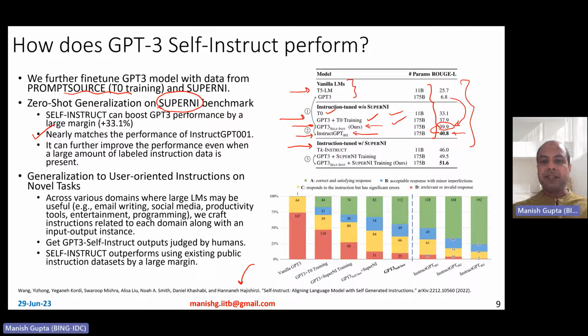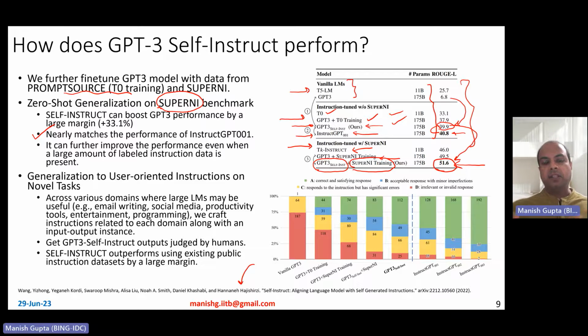The other thing is that if you basically take TK Instruct model, which has been fine-tuned using Super NI data, and also GPT-3 model, which has been now fine-tuned, let's say, using Super NI training data, and then you take GPT-3 Self-Instruct model, which has been first fine-tuned using Self-Instruct data, and then further fine-tuned using Super NI data, what you observe is this one is the winning combination. So Self-Instruct model further fine-tuned on Super NI data improves the performance even more. So, you basically have 39.9 that becomes like 51.6. This is really good. Okay.